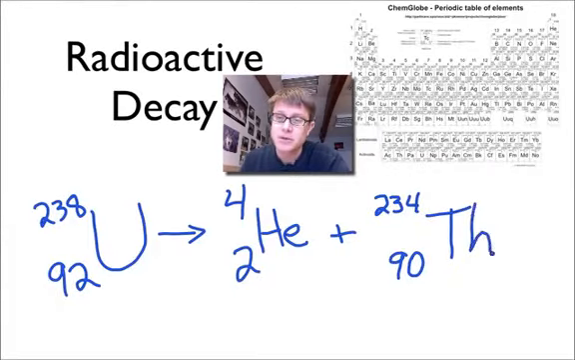And so this is how you write a nuclear equation. You have to make sure that these all balance. The mass numbers balance and the atomic numbers balance as well. So what happens to uranium-238? It actually becomes thorium-234 over time as it loses these protons. Okay, let's try another one of those.